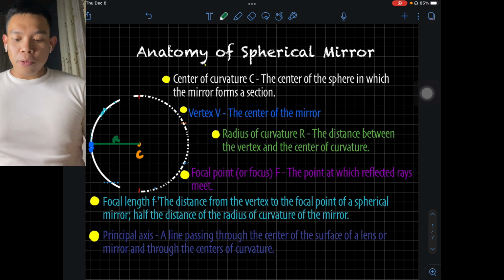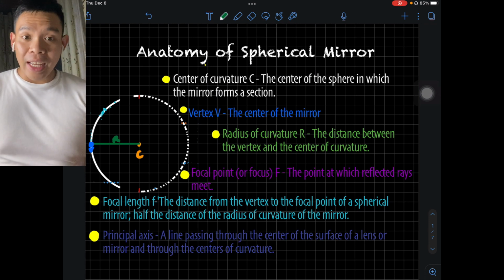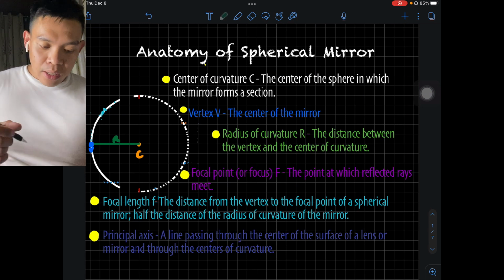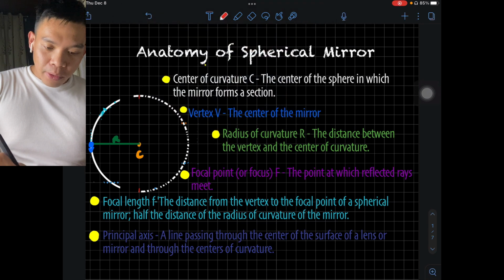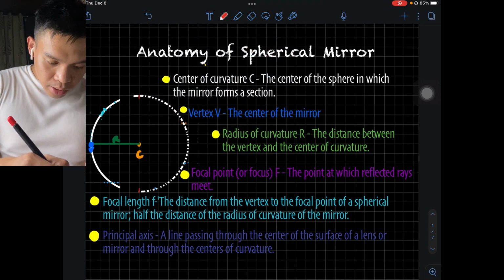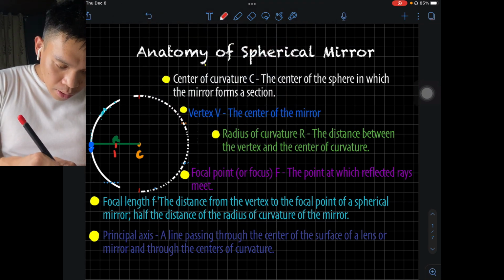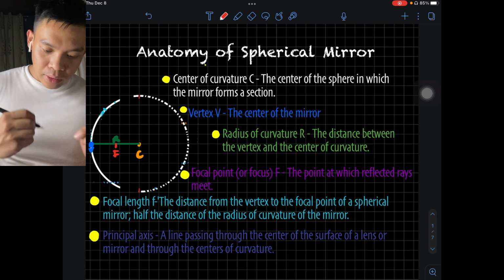Focal point or focus, or the point at which reflected rays meet. So in our focal point, this is the center. So our focal point is this one, this one, this one. So this is our focal point.